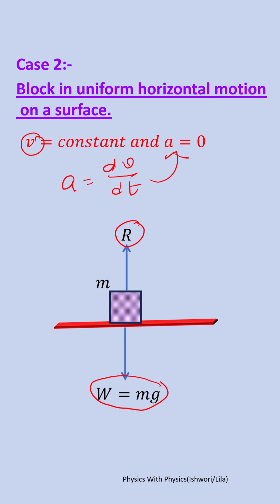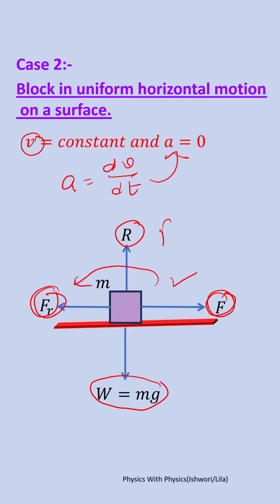Now let's see the forces along the x direction. This is the applied force F and this is the frictional force Fr acting in the direction opposite to that of the force. Along the x direction there are two forces, F and Fr. That's why F minus Fr equals ma. There is no motion along the vertical direction, so summation of Fy equals 0, and it becomes R equals mg.